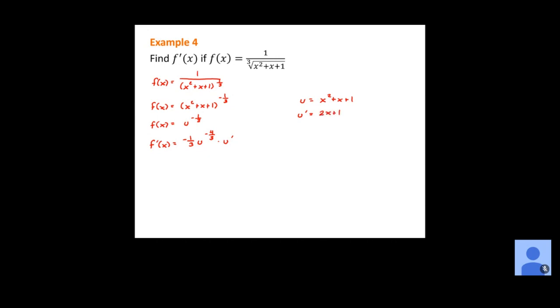So now we have everything we need. We substitute back in. So we have f prime of x. It's going to be negative 1/3 times x squared plus x plus 1 to the negative 4/3 power times u prime, which is just 2x plus 1. Okay, now, before I clean that up, any questions about how I got to that point there?